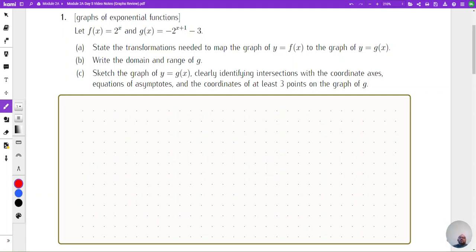In this video, we'll be discussing drawing the graph of an exponential function from transformations. So let's say we have f of x equals 2 to the x and g of x is equal to negative 2 raised to the x plus 1 minus 3. Right, so it's really 2 raised to the x plus 1 times the negative and then subtracting 3.